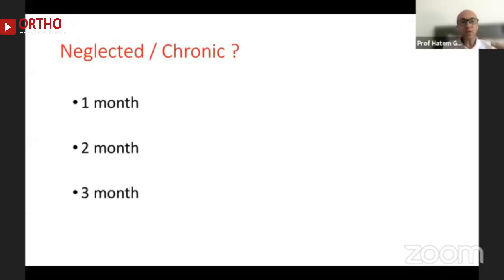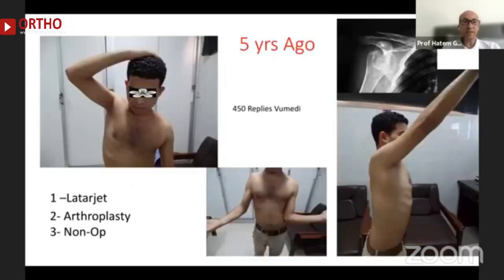We see these chronic neglected cases for many reasons. One of them is that they are missed dislocations. Sometimes the patient has other trauma that prevents treating the dislocation, and sometimes you have to deal with it in a later phase.